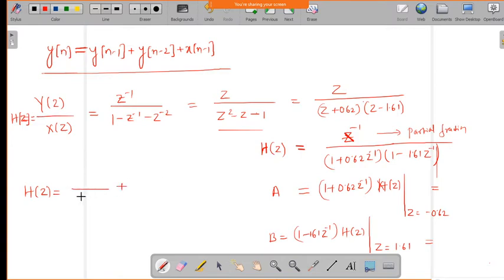which is equal to a over 1 plus 0.62 z inverse plus b over 1 minus 1.61 z inverse. So what are the values of a and b, try to write. This can be expressed after finding out the values of a and b. Can you tell what the values of a and b are?